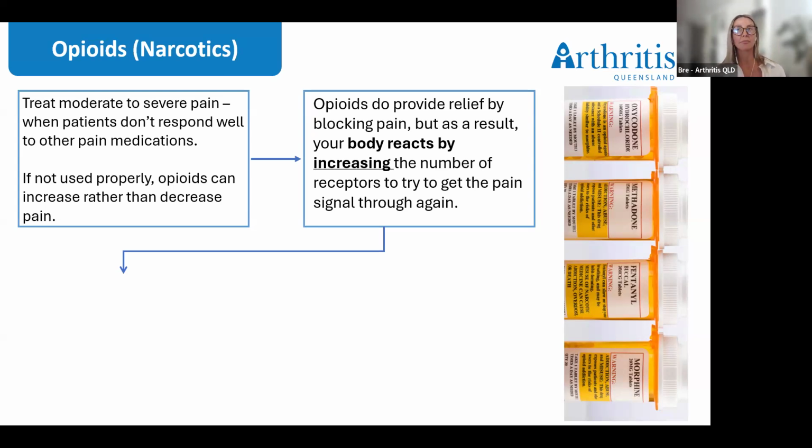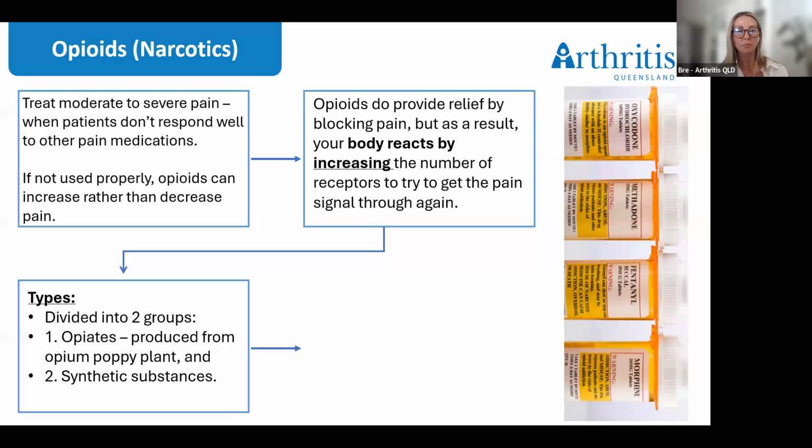So what this means is that over time, the same dosage may not be effective, and they need to keep increasing your dosage to get that same pain relieving effect, which is not really a safe thing to do. So there are 2 different types of opioids, and it's divided into those 2 groups.